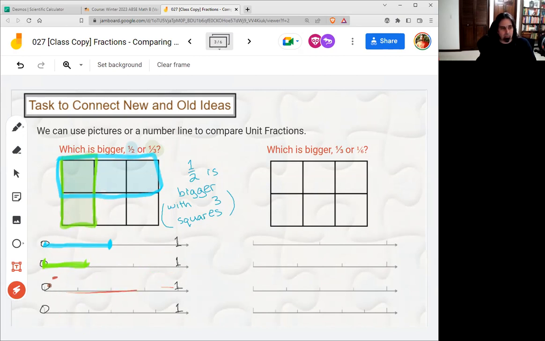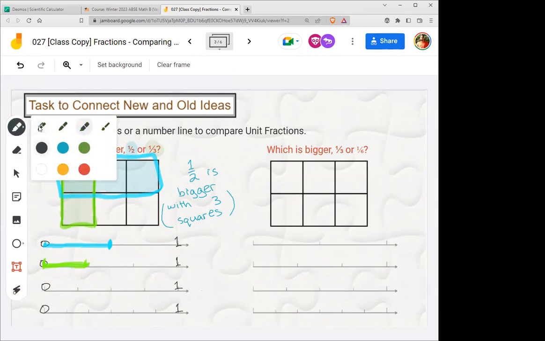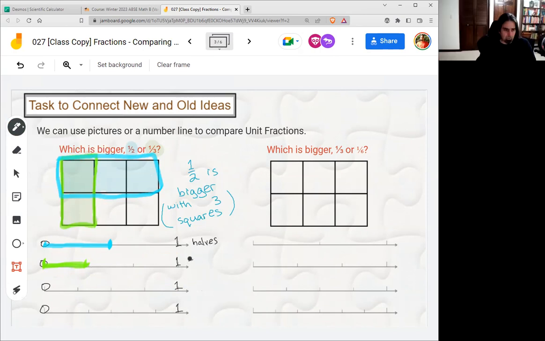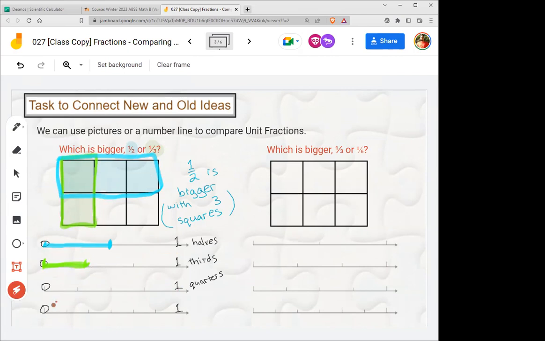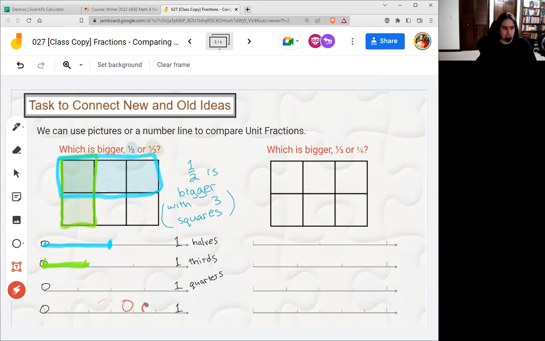What is this number line about? Four. Yeah, so this is half. Halves, thirds, quarters. What's the last number line? Six. 1, 2, 3, 4, 5, 6. So these are those kitchen fractions: wholes, halves, thirds, quarters, and sixths.